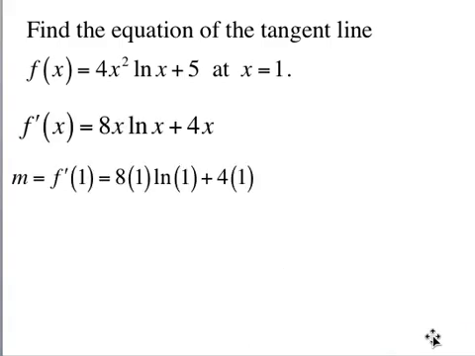But what is that? Natural log of 1 is 0. So we get 8 times 1 times 0 plus 4. Of course, the slope of our tangent line is 4.